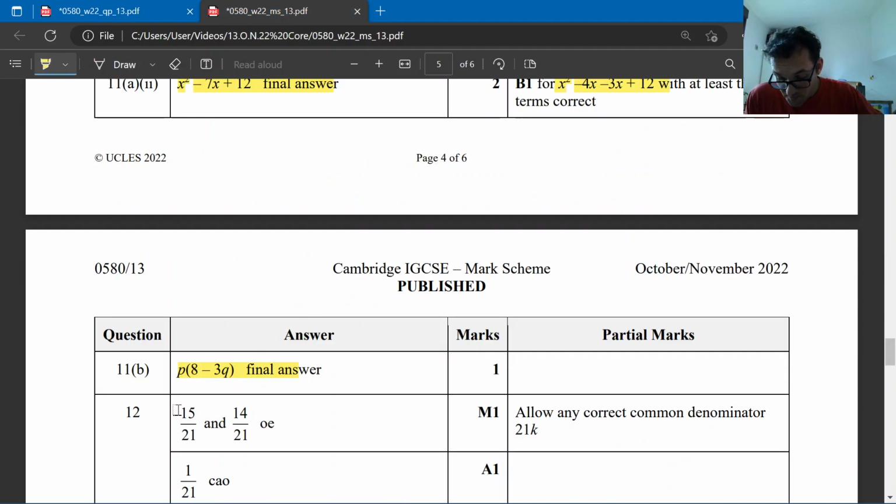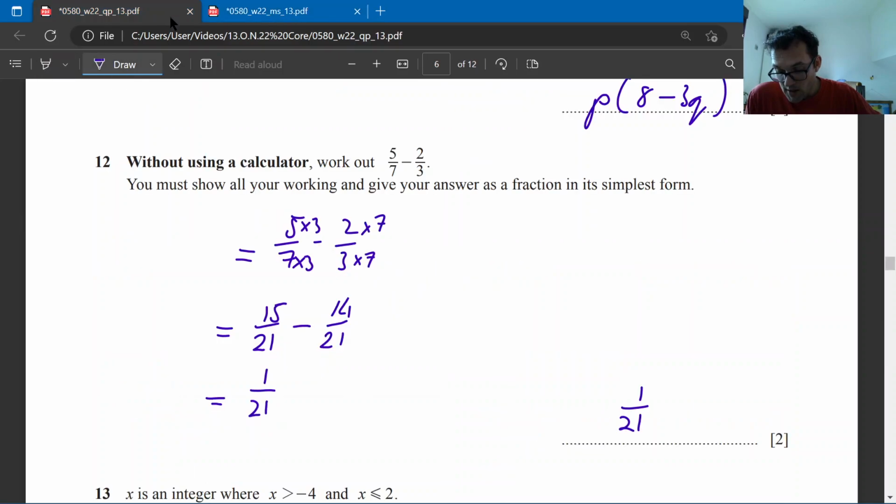You see, you get 1 mark for 15 over 21 and 14 over 21, and then you get the answer mark depending on that one. Okay, for 1 over 21, because it says in its simplest form is what it should be. Is that clear? Once you got this mark, you get that mark.